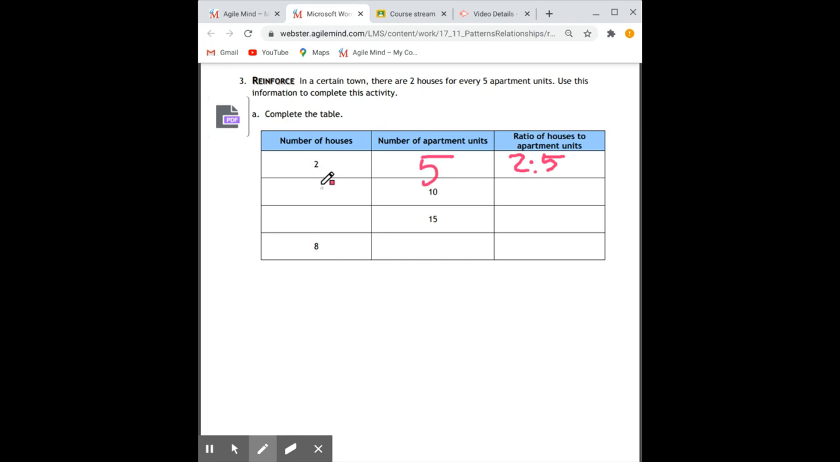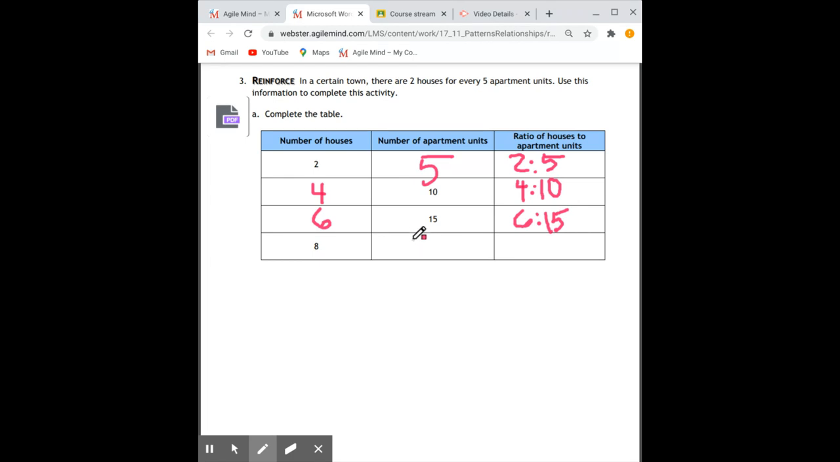So what could we do to figure out the number of houses here since we know the number of apartment units? We would multiply 2 by 2 because 5 times 2 is 10. Good. Let's keep going. What would we do to find this one? Multiply by 3. Why are we multiplying by 3? Because 5 times 3 is 15. Good. So 2 times 3 is 6. So we haven't been writing these ratios. Let's write those down. 6 to 15. Good.